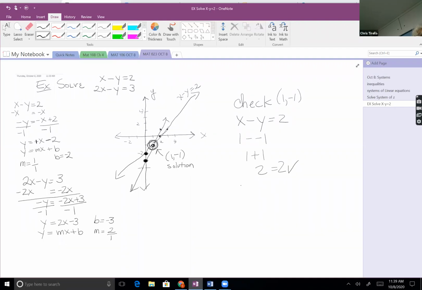But that's not enough. It also has to check in the other equation. 2x minus y equals 3. So 2 times x is 1, minus y is negative 1. Does that equal 3? Well, that's 2, minus a minus becomes plus. 2 plus 1 is 3 equals 3, so it checks. And so since it checked in both equations, it's a good solution.